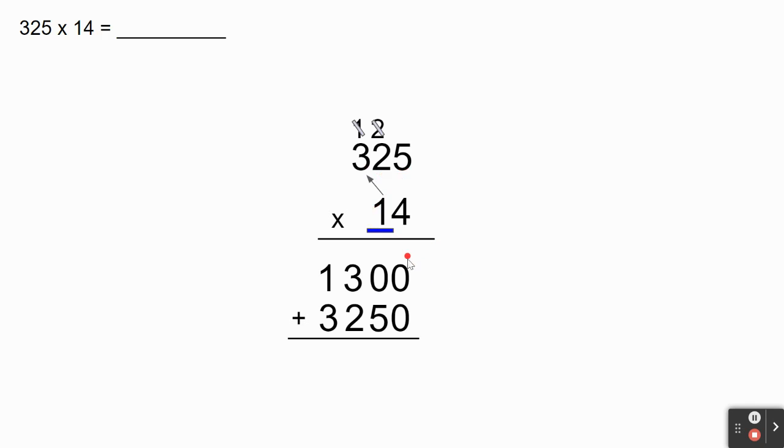Let's start by adding the ones place. 0 plus 0 is 0. In the tens place, 0 plus 5 is 5. In the hundreds place, 3 plus 2 is 5. And in the thousands place, 1 plus 3 is 4. So our final answer is 4,550. Let's try one more problem.